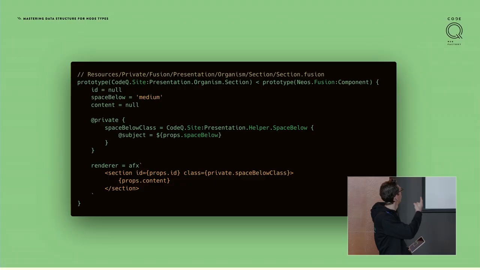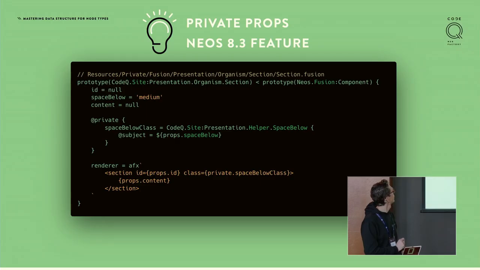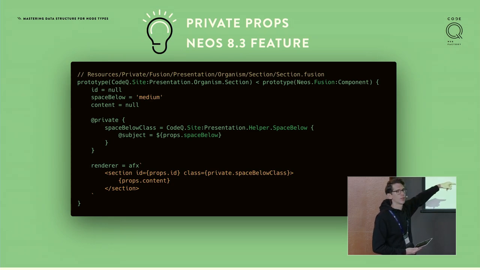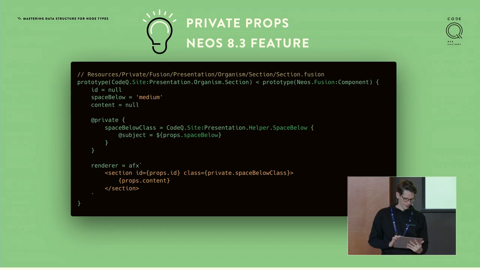Now, some of you maybe wondered what this private thing is. That's a new feature from Neos 8.3. So if you have content and you want to transform it and then render it, you can put it in this private props place.